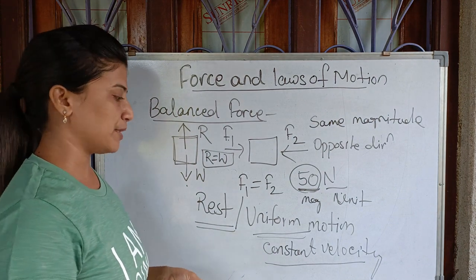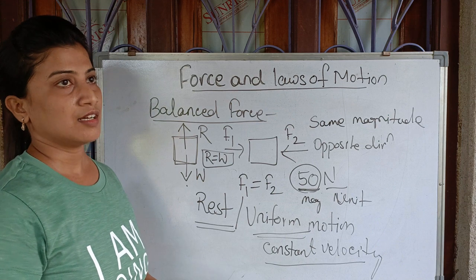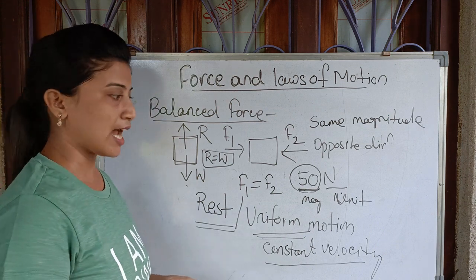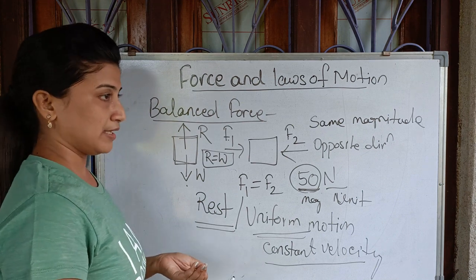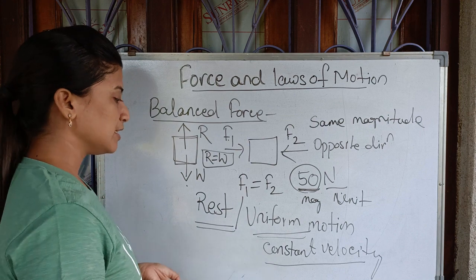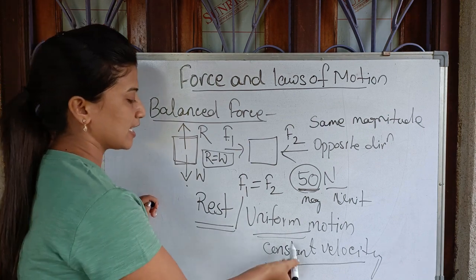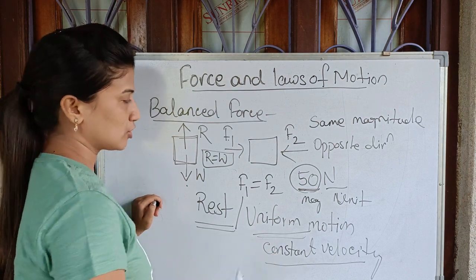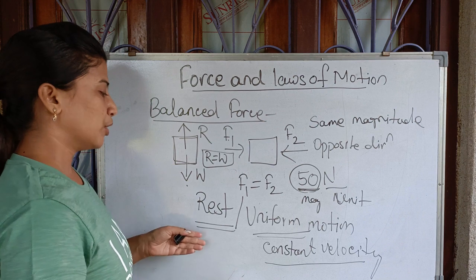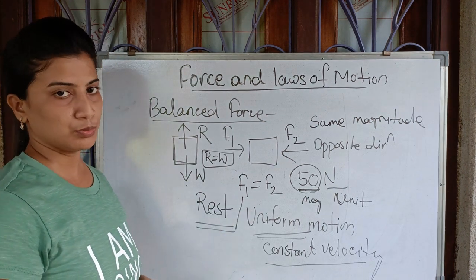But after some time, what happens? The ball comes to rest. Why? Because the frictional force gets more and more. Then our applied force becomes less and the body comes to rest. But when the body is moving with constant velocity, that means our force, the gravitational force and the frictional force are getting balanced. And that is called the balanced force. So under the influence of balanced force, the body will be at rest or it will be in uniform motion.